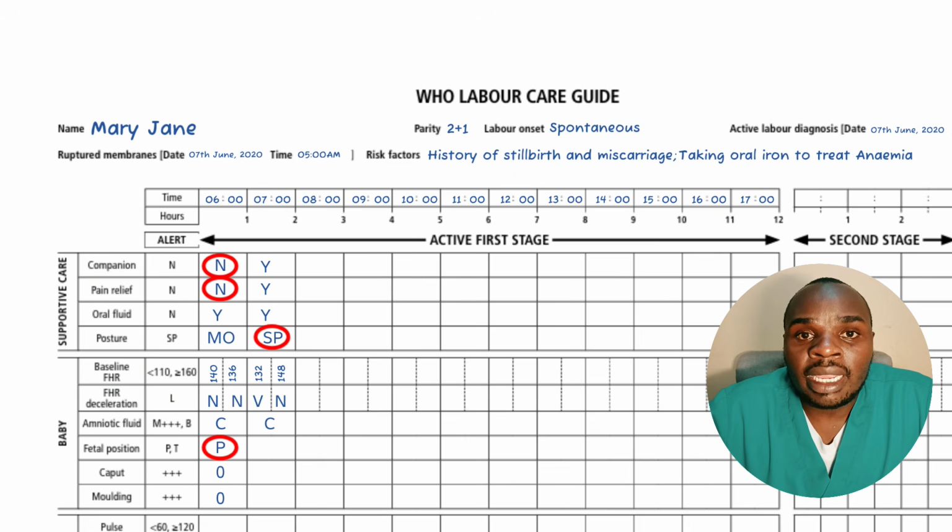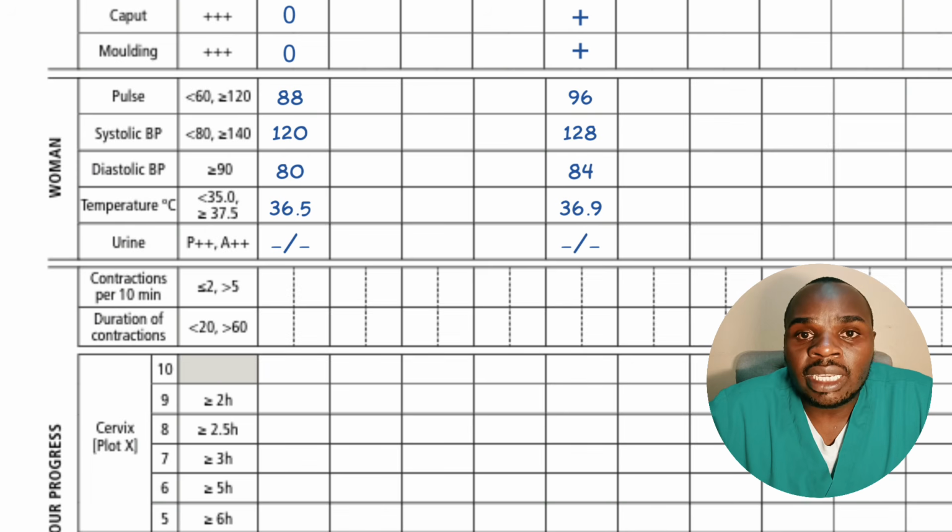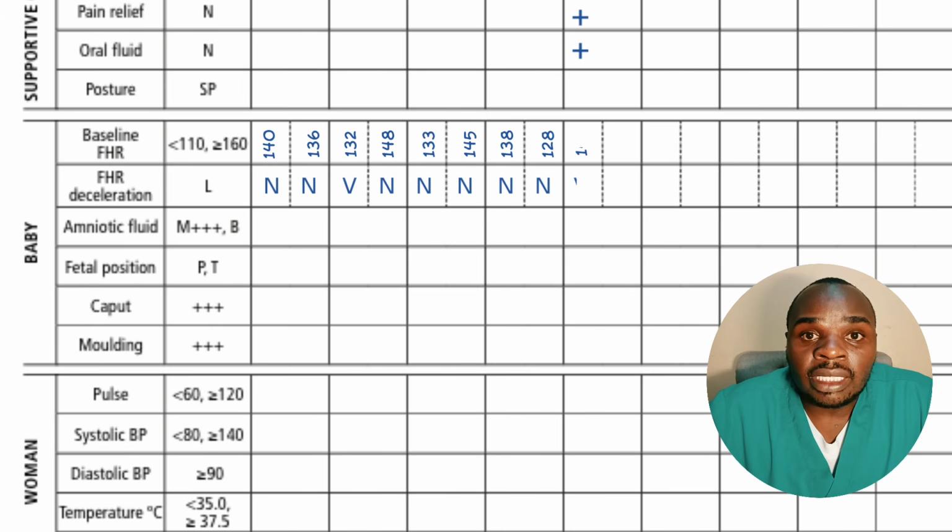The time now is 10 a.m. Mary Jane complains of strong pains. Her sister left the labor ward and Mary Jane is alone, lying in bed in a supine position. Her vital signs: heart rate of 96 beats per minute, blood pressure of 128/84 millimeters of mercury, and a fetal heart rate of 151 beats per minute with variable decelerations.